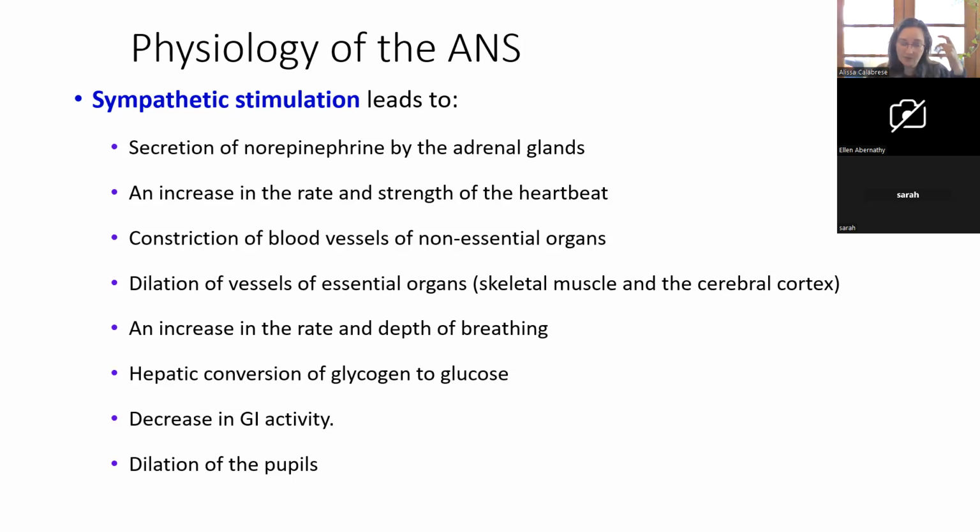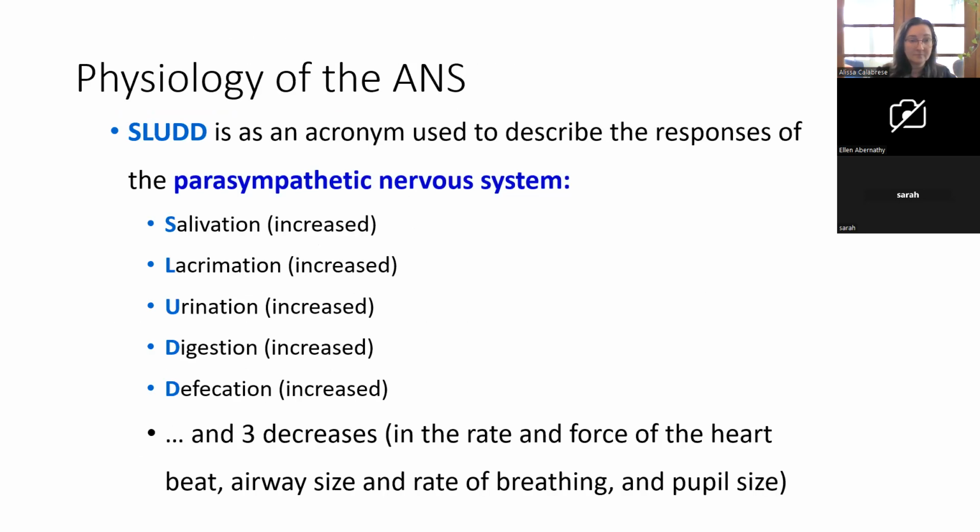It's going to encourage higher blood sugar, right? So we get more fuel in your blood so that your skeletal muscles, heart, lungs, and brain can use that fuel. And again, decrease in GI activity. You just don't need it at that moment. And we're going to dilate the pupils, taking in the most visual information we can to help save you.